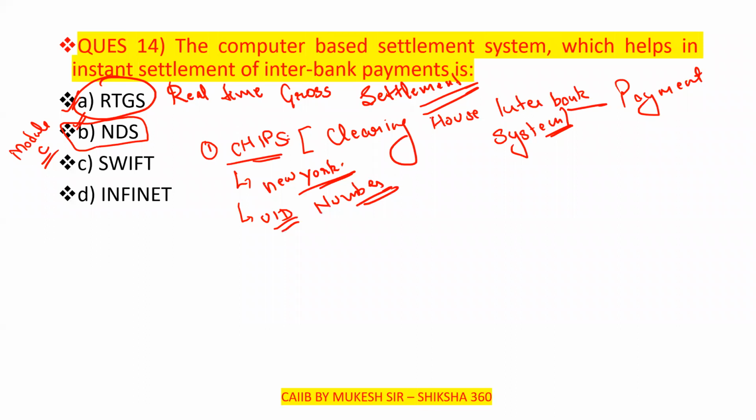And this is a netting-based payment system. That is, it is not like instant settlement. Like in NEFT, there is settlement after 2 hours. Similarly, under CHIPS, at the end of the day, transactions are to be settled. So it is also a netted settlement system.